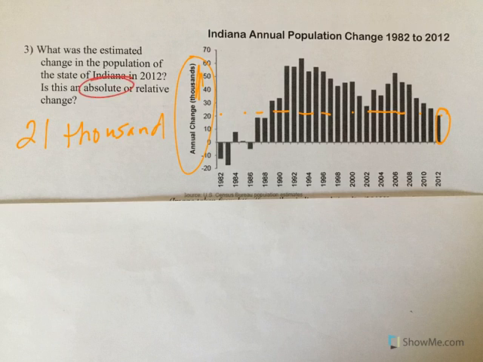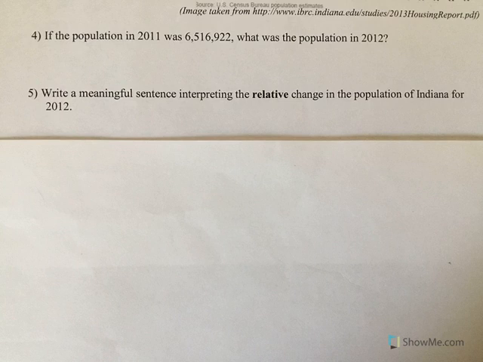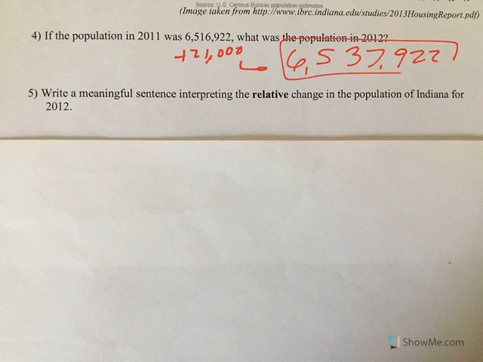Is this absolute or relative? It's absolute because it's a concrete number. So we are dealing with 21,000 as the absolute change in the year 2012. So if the population in 2011 was 6,516,922, what's the population in 2012? Well, we just said that it increased by 21,000. So if I add 21,000 to that, I would get 6,537,922.